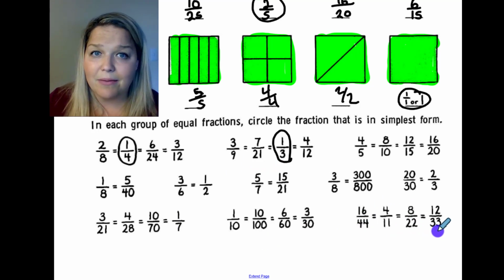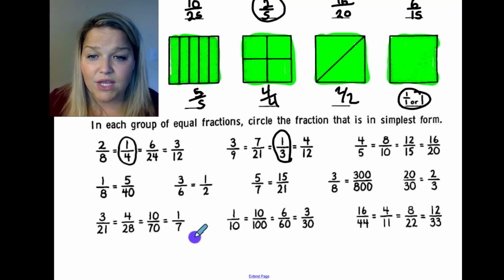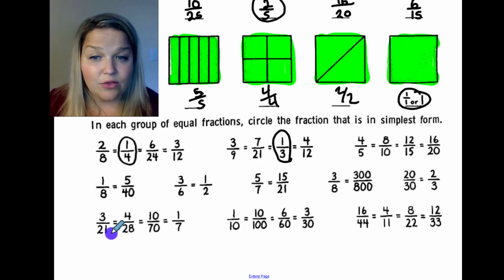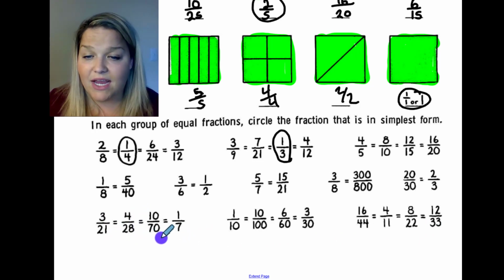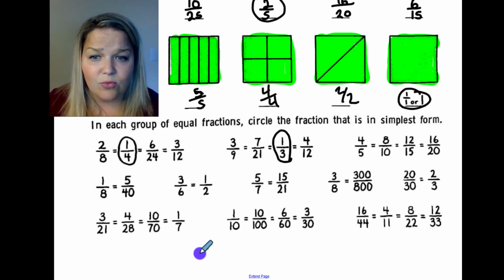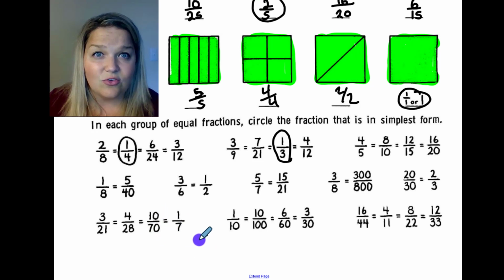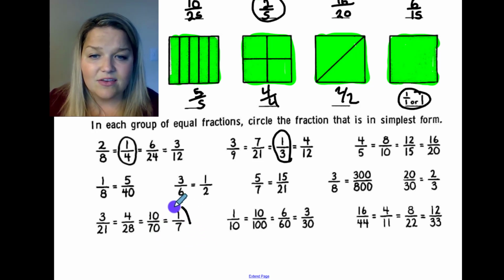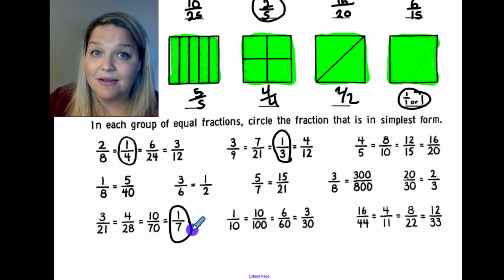Let's skip down to a different example, down at the bottom corner over here. Should we do 3 out of 21, 4 out of 28, 10 out of 70, or 1 out of 7? What's the easiest to imagine? 1 out of 7, smallest numbers possible to represent the same quantity.